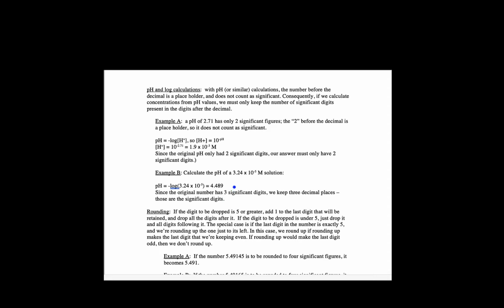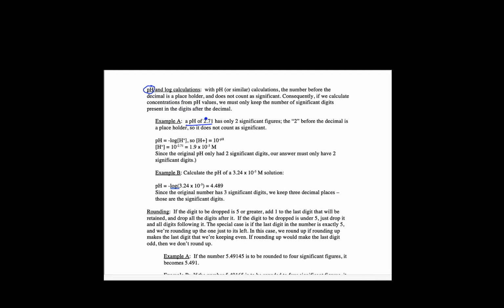Another special case is when we have log calculations. And for chemists, this comes up most often when we're calculating pH. So any kind of log calculation, when we look at the log number, for example, pH is a log number. And that means it's scaled on the log base 10 scale. And if you need a refresher on that, I'm going to refer you to other places. I'm not going to go through it right here.